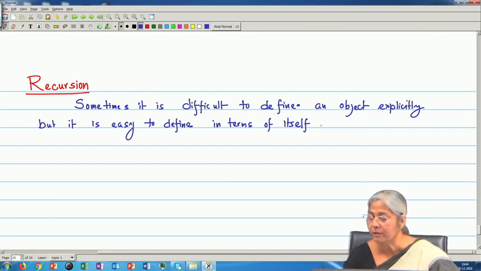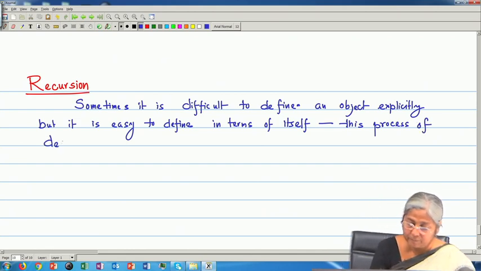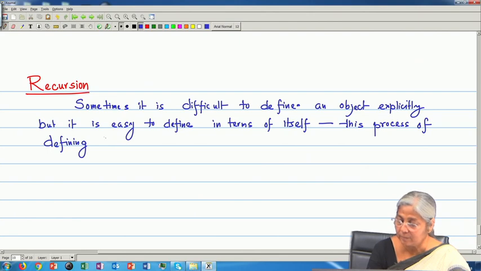So, in a very simple way, this process of defining is called recursion.